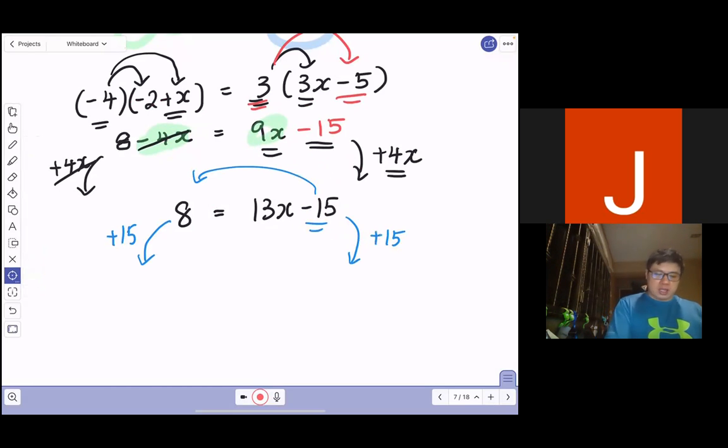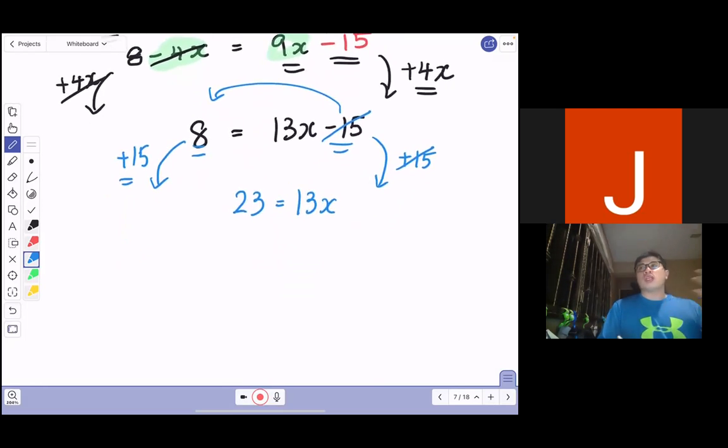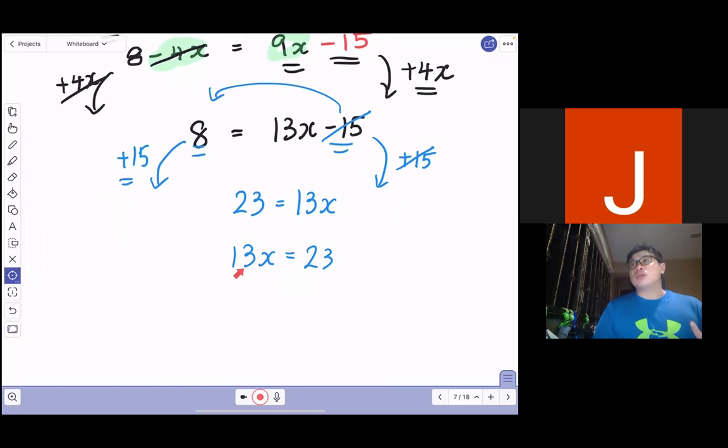So negative 15 plus 15, you can see that it cancels off. I get 13x on my right hand side. On my left hand side, positive 15 plus 8, I get 23. I want the value of x, and again I'm going to write the variable on the left hand side. So this is the same as 13x equals to 23. If 23 equals 13x, swap, 13x also equals 23, because I want to write my variable on the left hand side. It looks nicer.